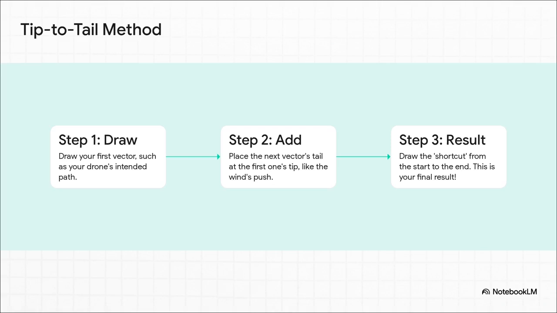So first, you draw your first vector as an arrow. Let's say that's your drone's intended flight path. Then, right where that first arrow ends, at its tip, you start drawing the second vector. That's the wind's push. So you have one arrow followed by another. The final answer, the result of both of them combined, is just the shortcut. You draw a brand new arrow from where you very first started to where you finally ended up. That new arrow is the combined effect of both forces.